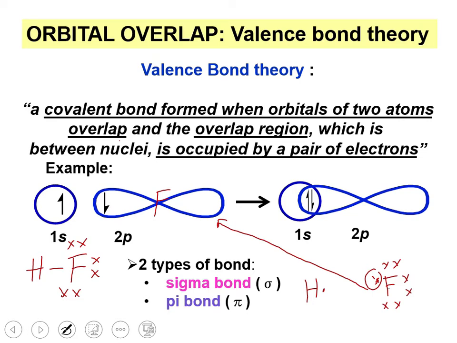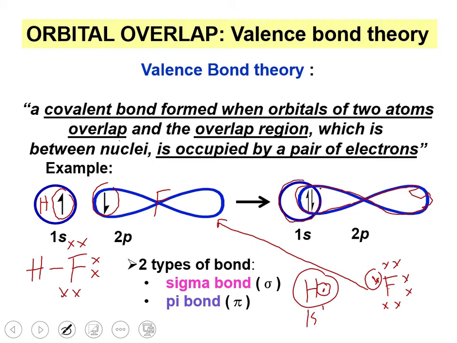Fluorine is from period 2, so the valence is 2p. Hydrogen is from period 1, so it only has 1s1. So fluorine will bring the unpaired electron here, and hydrogen will bring the unpaired electron here. These two unpaired electrons will overlap each other, like this. This is the 2p shape.